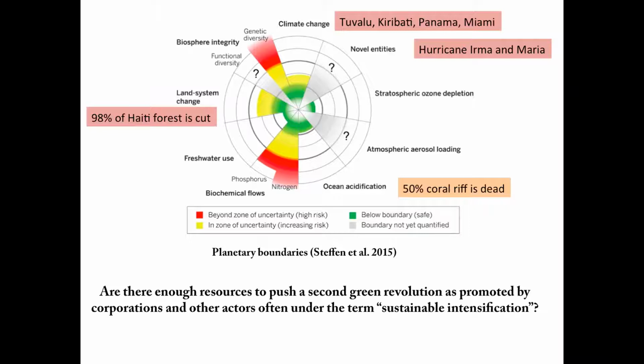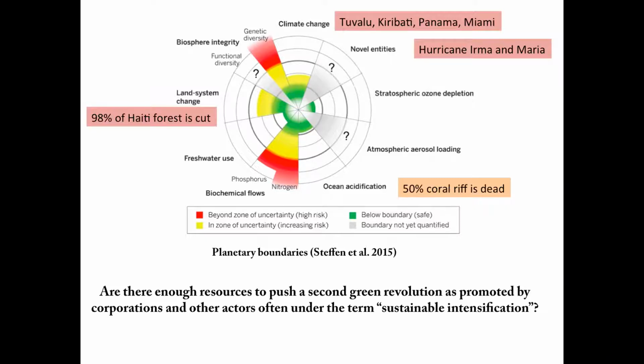In addition to that, we know that people in Tuvalu, Kiribati, and so on are already under half a meter of water, and they have to leave their islands because there is no water anymore for agriculture. Everything is salty water now. 98% of the Haiti forest is cut, and so on and so on.